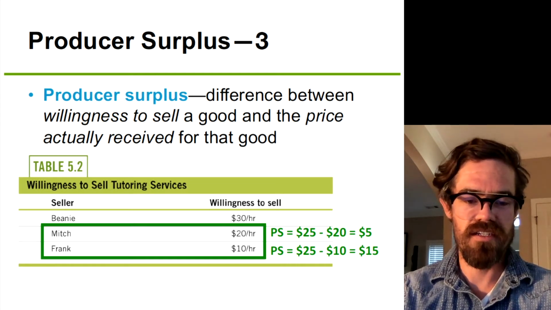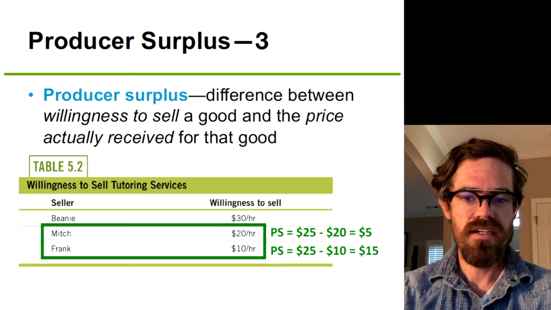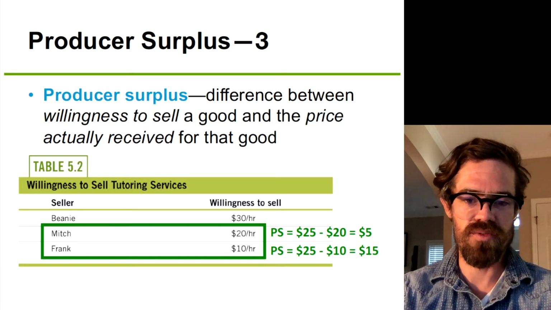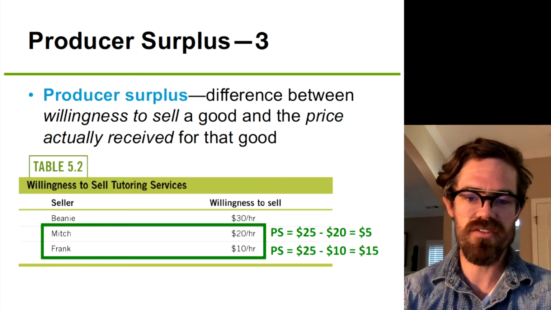Frank, on the other hand, since his willingness to sell is even lower at $10 an hour, his surplus is the difference between 25 and 10, so 15. He's getting an extra $15 an hour, and that's his producer surplus per hour.